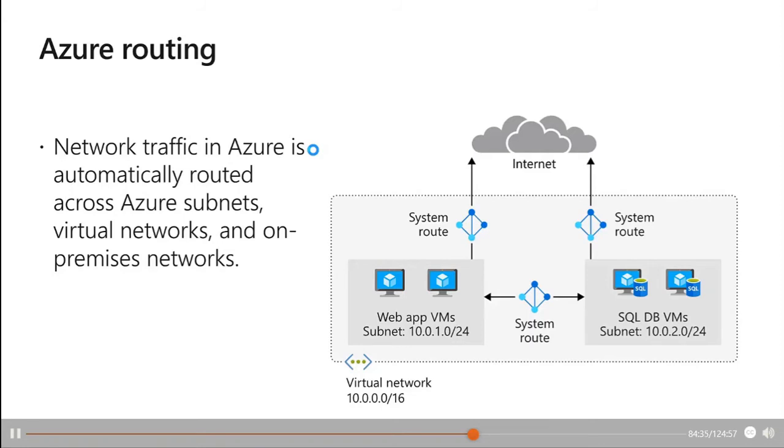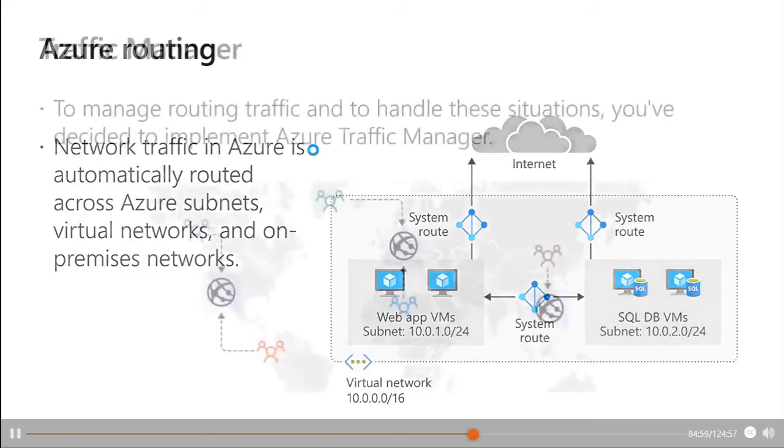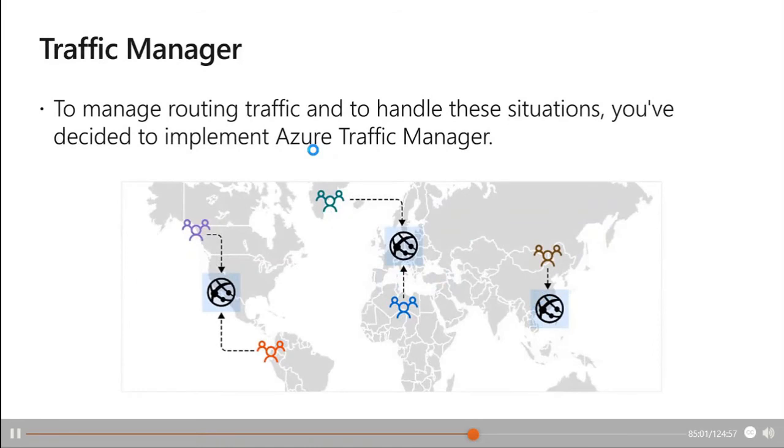But sometimes you might want to create routing tables and then override that. We're going to see that in a moment, and it can be very useful when you want to track traffic that goes from one system to the other. So you can create an NVA, a network virtual appliance, to monitor that traffic. But first, let's talk about another service called Traffic Manager.